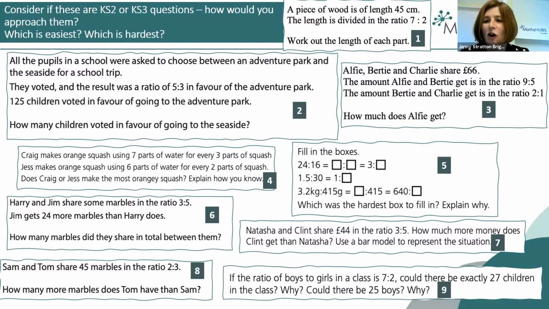And you'll see on the screen we've got some ratio questions from Key Stage 2 and Key Stage 3. You have to just decide how you might approach any of the questions on the screen if you were trying to teach them in upper Key Stage 2 and lower Key Stage 3, and also tell us which one you think might be the easiest and which is the hardest. And Sarah, how do they respond to that tonight?